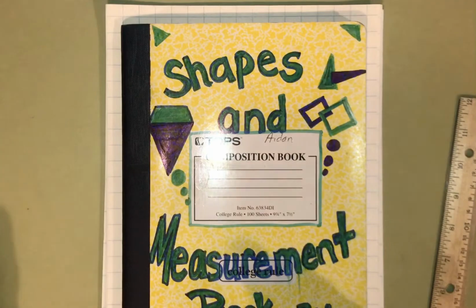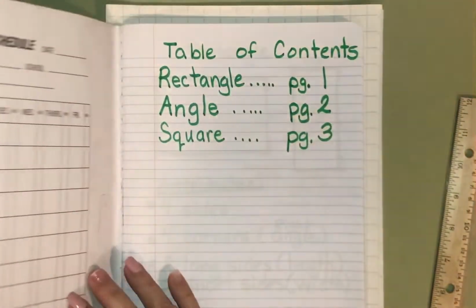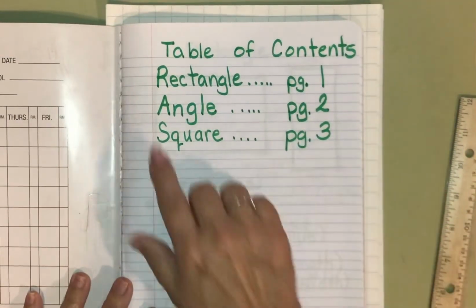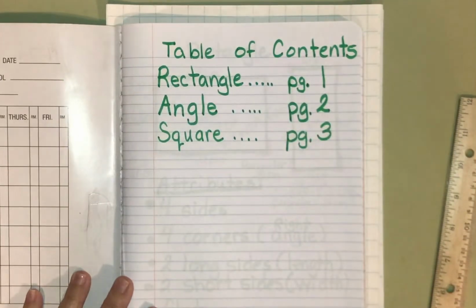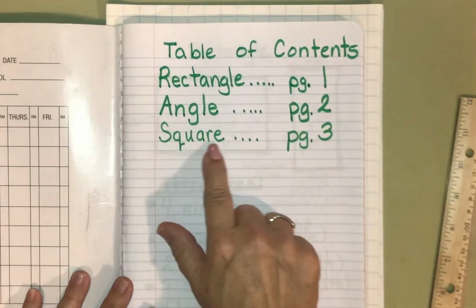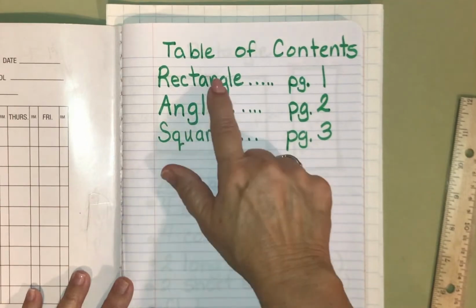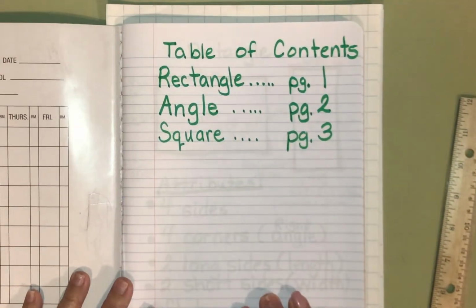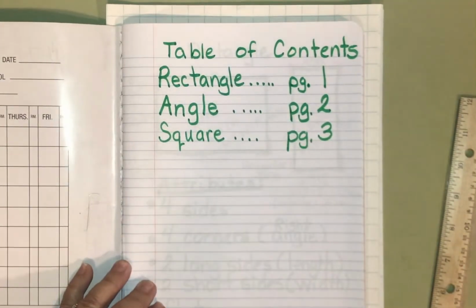So today in our shapes and measurement book, we're going to be going to page 3. In our table of contents, we're going to add our next shape, the square. Now the square is a special kind of rectangle. It is considered a rectangle and we're going to see why.